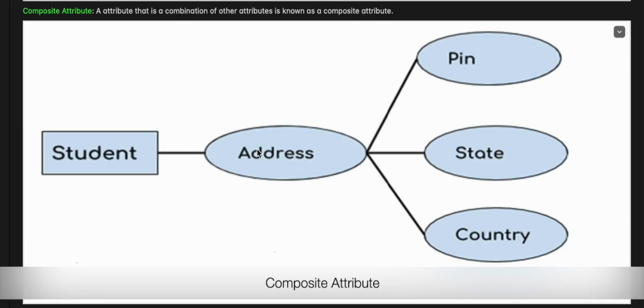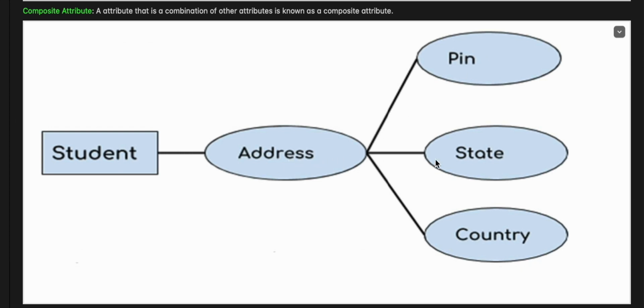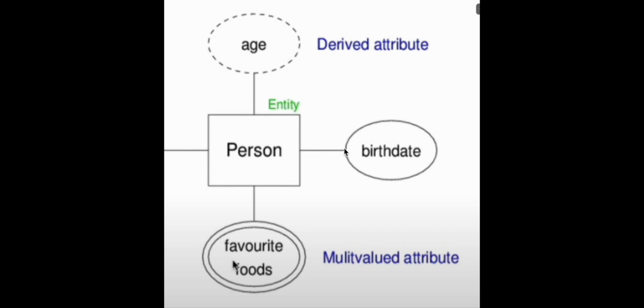So here's another example of a composite attribute, which is the address in this case, and it's made up of the PIN code and the state and the country. In this other case, the birthday is just a regular attribute of person. However, the age attribute can be derived from the birth date. So that's known as a derived attribute.